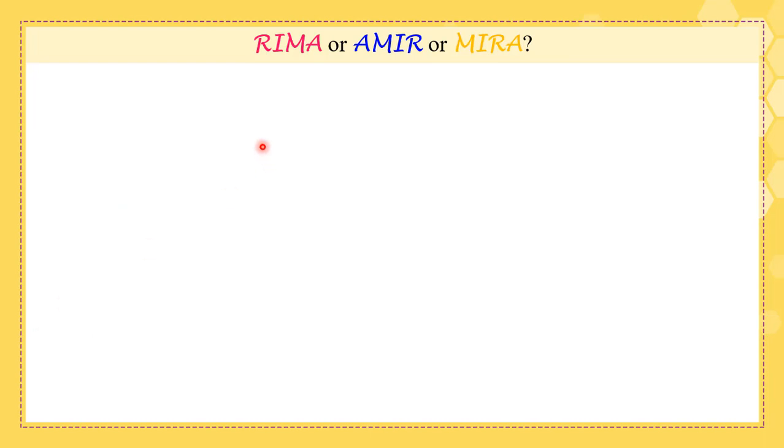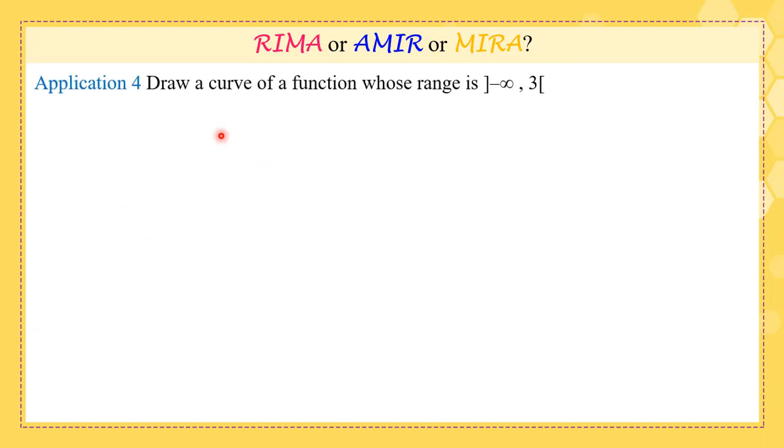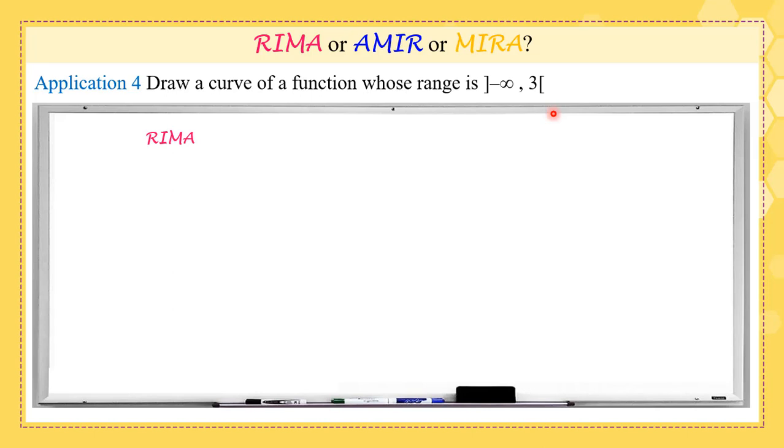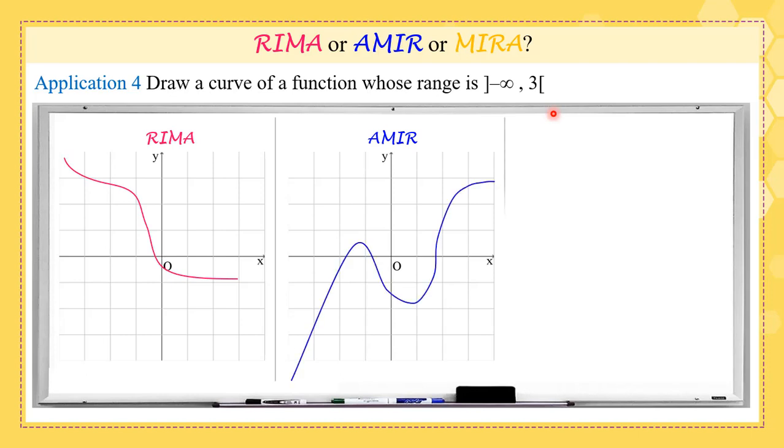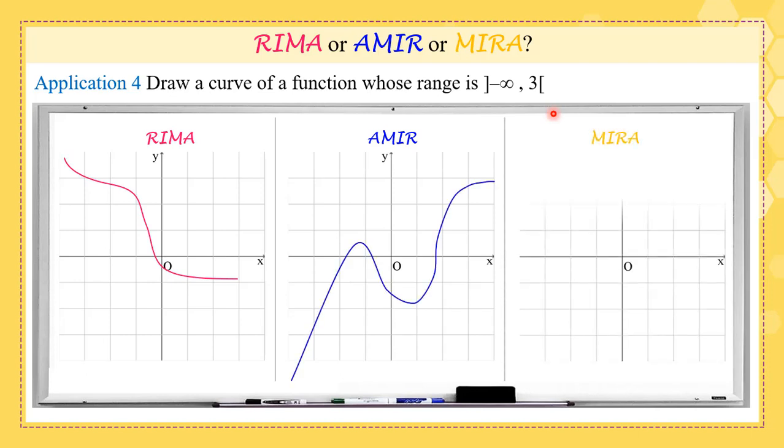Okay, Rima, Amir, and Mira, we need to draw a curve of a function whose range is negative infinity 3 opened. Rima drew this curve. Amir drew this curve. And Mira drew this curve. Remember, the question is, we need to draw a curve whose range is negative infinity 3. Now, which curve is correct and which curve is not correct?